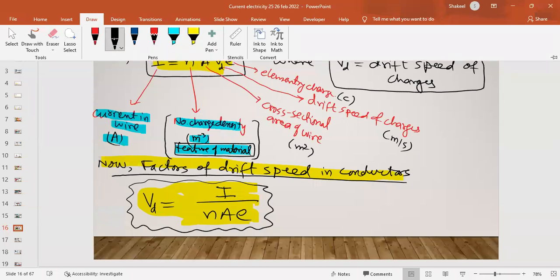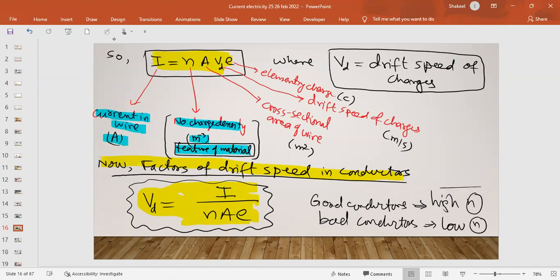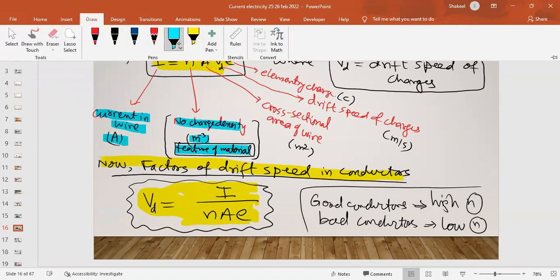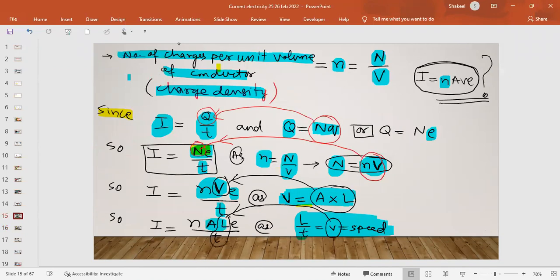So it means that good conductors have higher value of N and bad conductors have low value of N. That's the thing. Okay, now what is A? It is the cross-sectional area, which will be in meter square. What is V? It is the drift speed of the charges, in meter per second. And E is the elementary charge, which will be in coulomb. Right? So this is the derivation.